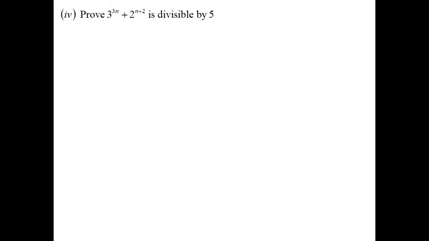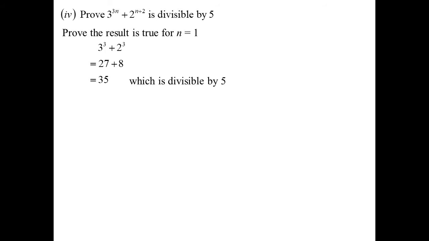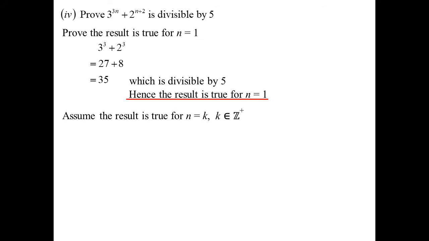Here's an interesting one where it's divisible by 5, but you'll notice there's 2 numbers there rather than one thing. So 3 to the power of 3n plus 2 to the power of n plus 2 is divisible by 5. Prove the result is true for n equals 1. Okay, 3 cubed plus 2 cubed gives me 35. Yep, that's divisible by 5. So all good. I'll assume it true for k.